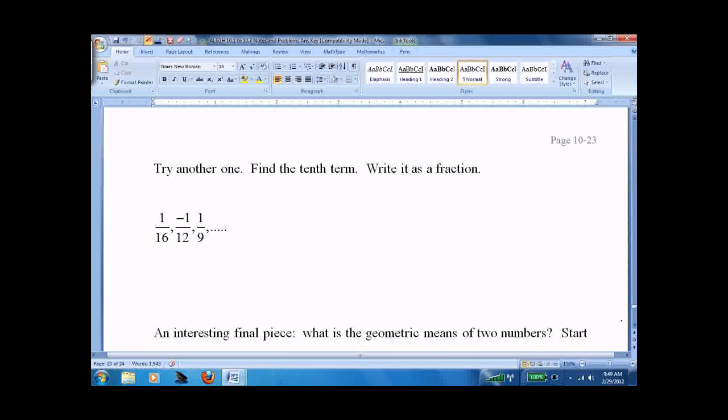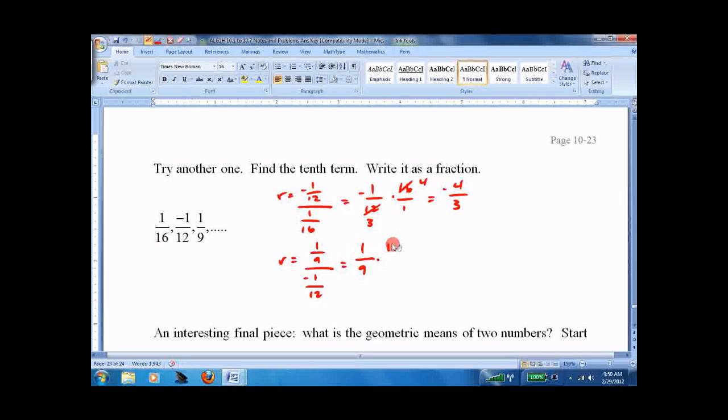So, write the formula, find the 10th term, write the formula as a fraction, asking for a lot here. R equals negative 1 over 12 divided by 1 over 16, which is the same as that. 3 fours, 4 fours. I don't trust myself. I think I did it right. Let's check. 1/9 over negative 1/12. Negative 4/3. Boy, got lucky. Did that one right. That's A1.